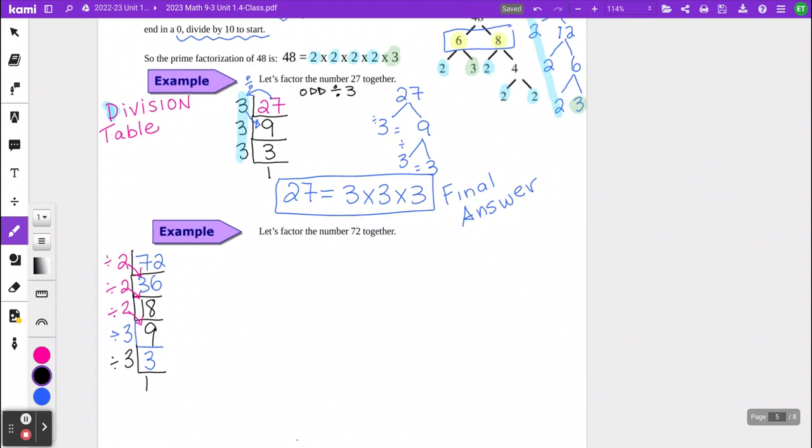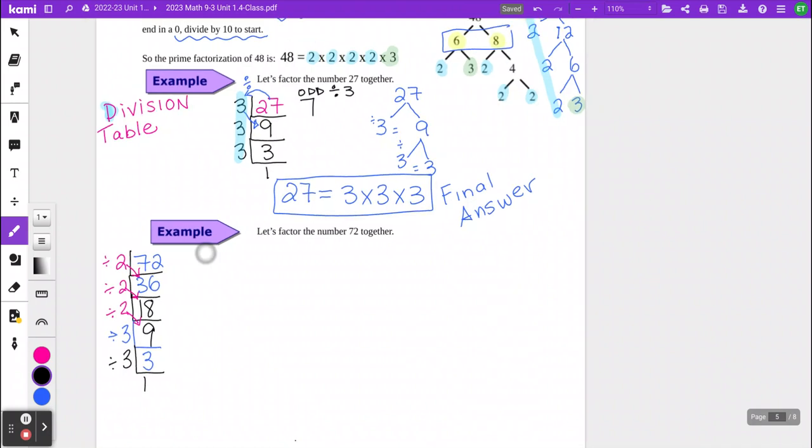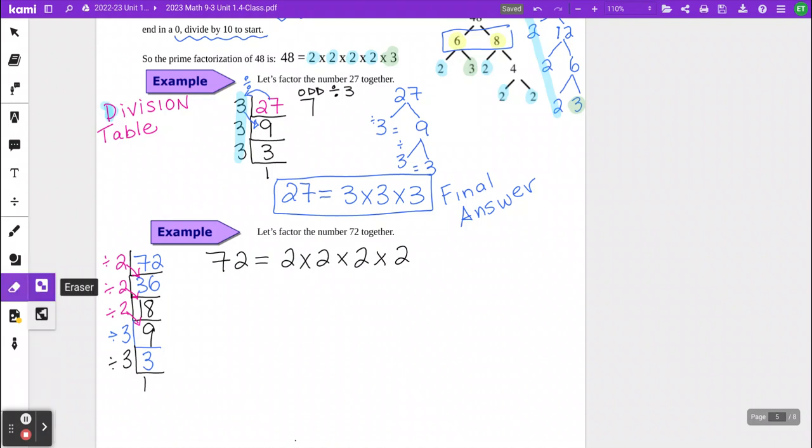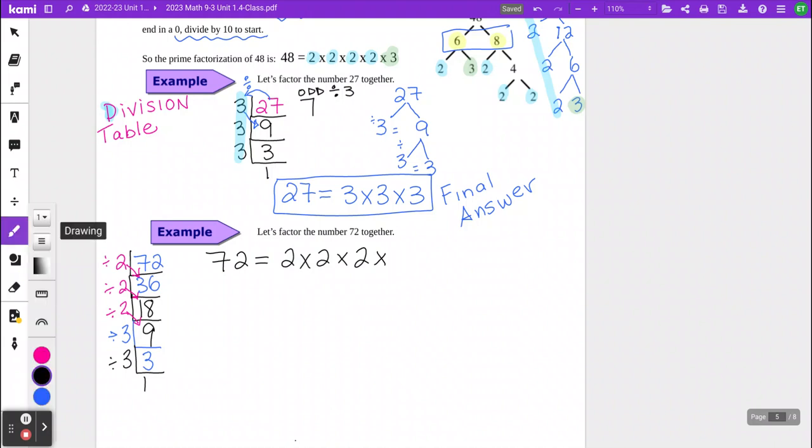So I want to tell me my 72, come on, don't freeze again. 72 is going to make 2 times 2. I have 3 2s and 2 3s. Whoopsie, that should have been a 3. A 3 and 1 more 3.